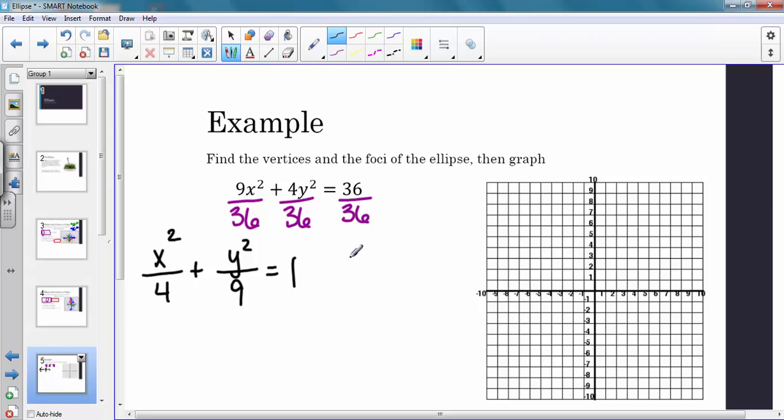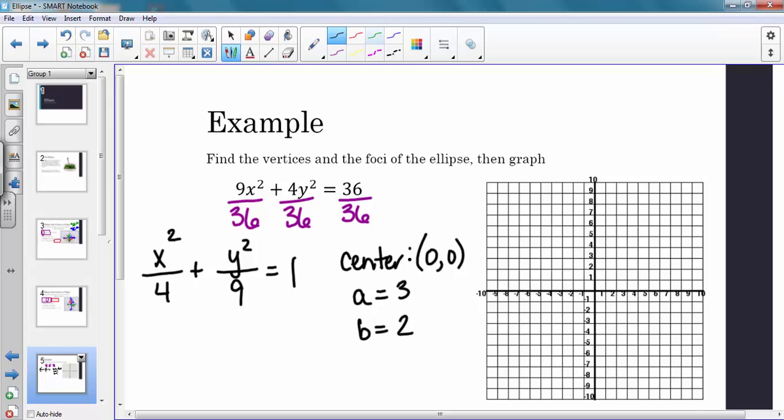The first thing that we need to do is find out where our center is. Well, in this case, I don't have an h and I don't have a k, so my center is at 0, 0. I need to figure out what a equals. Like I said before, a is always your biggest number. So in this case, 9 is my bigger number. If I take the square root of 9, I get 3. And then I have b. Well, b squared equals 4. So taking the square root of 4, I get 2.